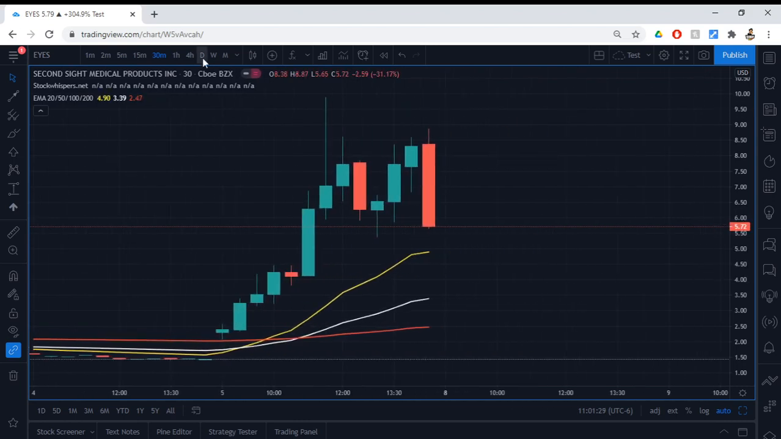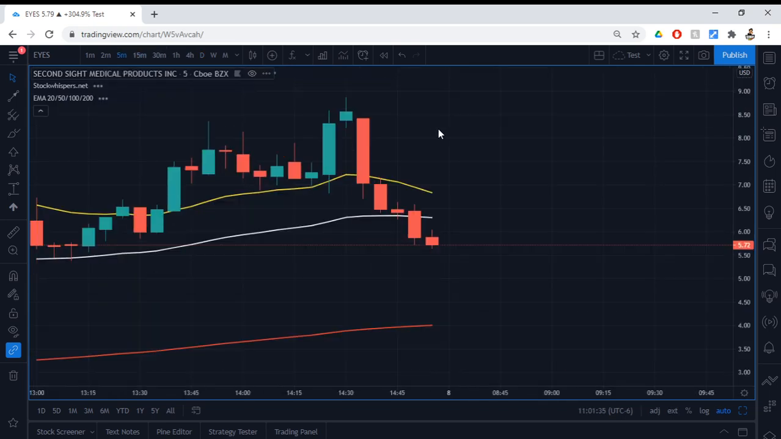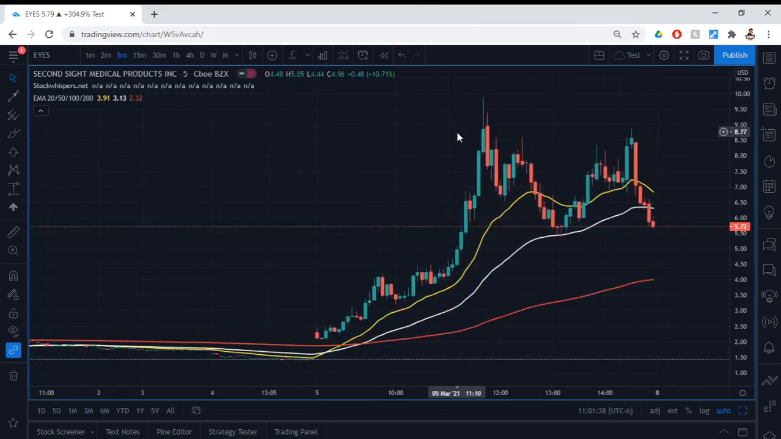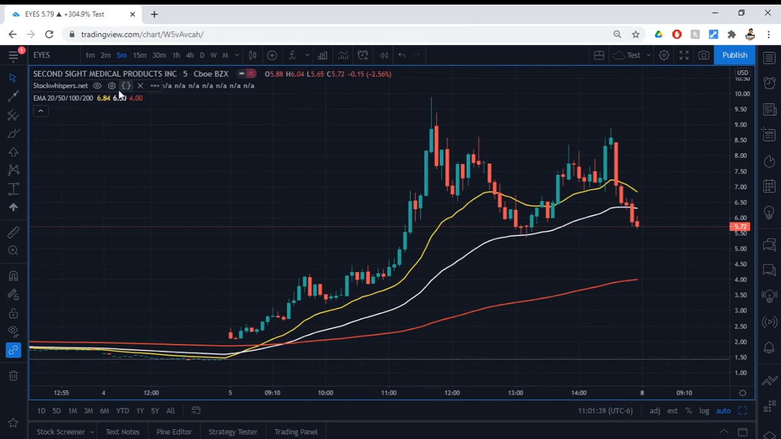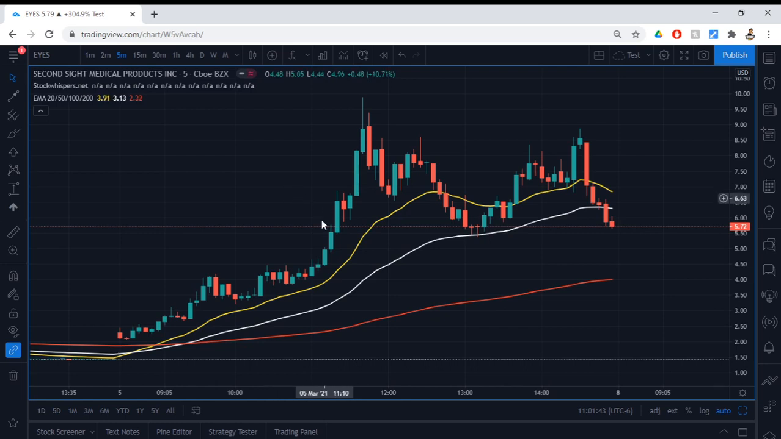So here we are on the daily chart of ZI. This was an alert for the penny stocks. So here we are. This is the scenario that we talked about earlier, right? So we have the moving averages. We have the 20, the 50, and the 200 day.